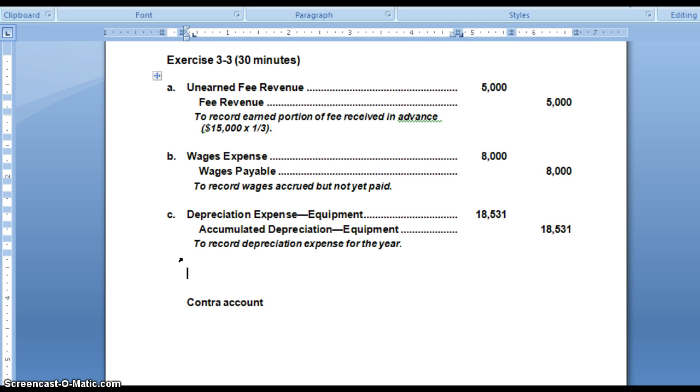So we have the contra account. So we have equipment, and it's worth $50,000. This is the asset right here. The asset, we have equipment, $50,000. And then we are going to bring down the value of the equipment. So the equipment is worth $50,000, and we bring down the cost of the equipment by $18,531.